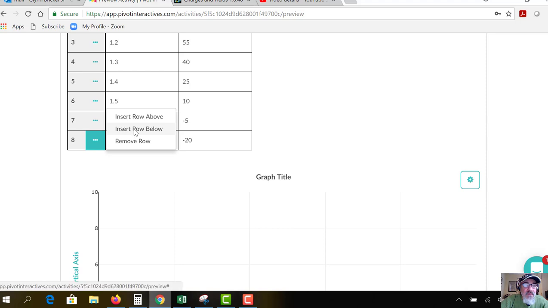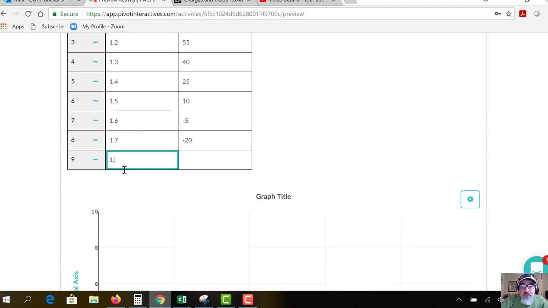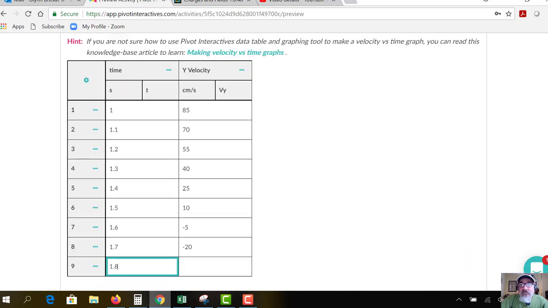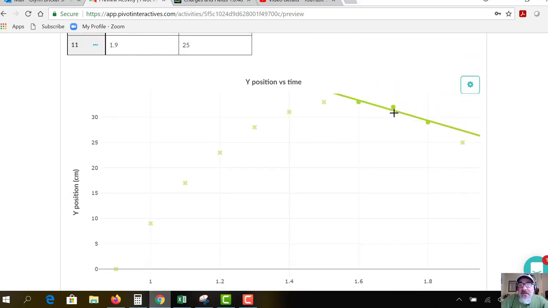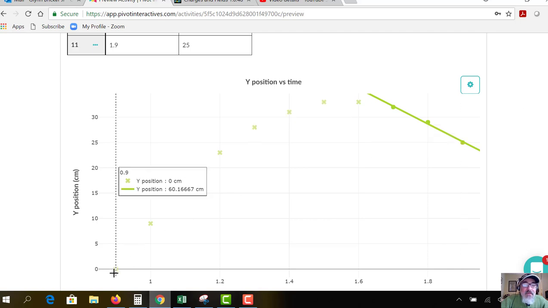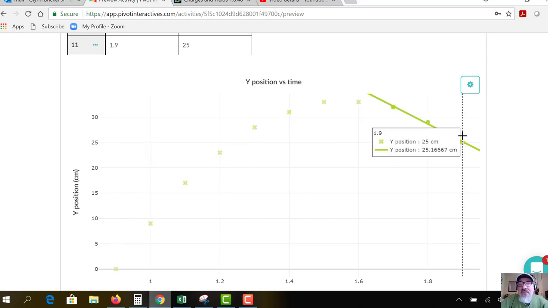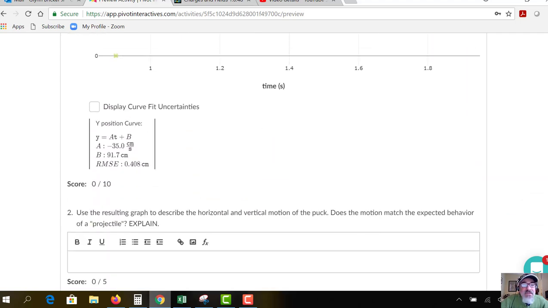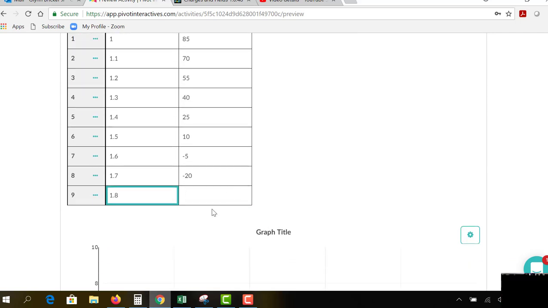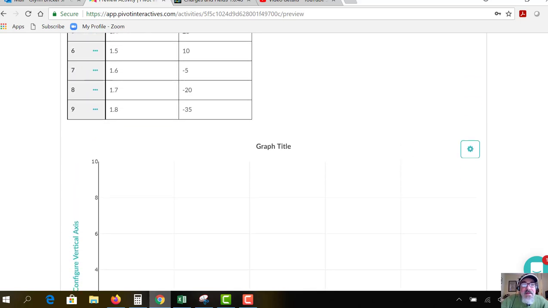Insert row below. Okay, 1.8. Come back up here, deselect the previous one, do that. So you're not going to have a velocity for the very first time because you need the coordinate afterwards, and you're not going to have a velocity for the very last time coordinate that you have. So 1.8 seconds, -35. Okay, now I can make this velocity versus time graph.